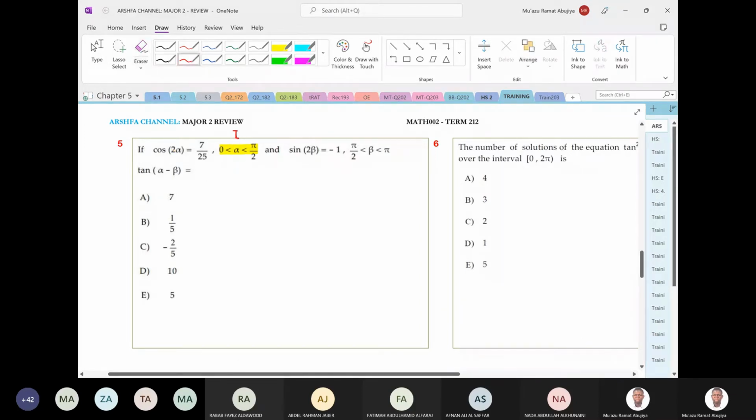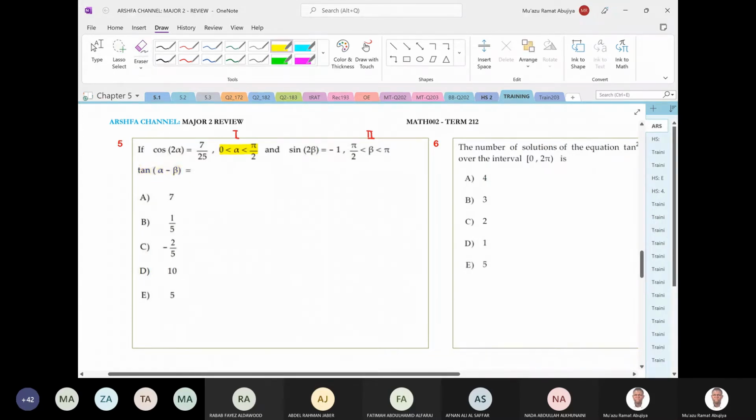Now the second one. The second one, again, we are given the double angle of beta. But observe that here, beta is in quadrant number 2. So here we have double of the angle, but here we have single angle. So we have to be very careful again in transforming between double angle and single angle. Then the question wants you to find the tangent of alpha minus beta. How can I find the tangent of alpha minus beta? So that means I have to convert all the double angle to single angle.